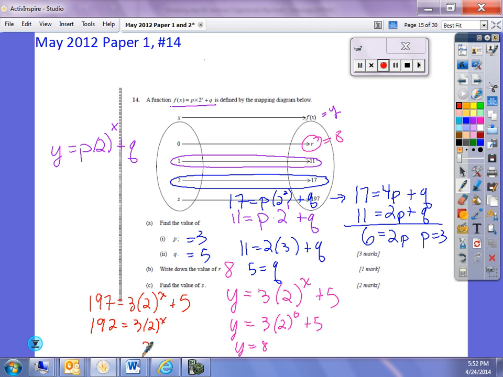Order of operations, 2 to the power of x is equal to 192 divided by 3, which is 64. So 2 to what power is 64? So s, or x, I think they do that just to confuse us, changing the variables, is equal to 6, because 2 to the power of 6 is 64.